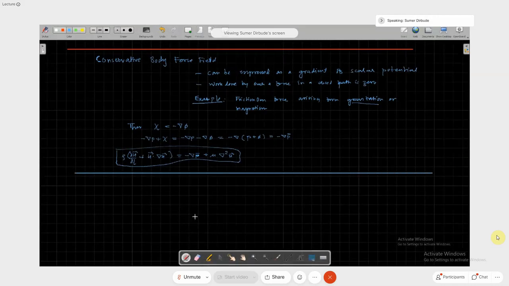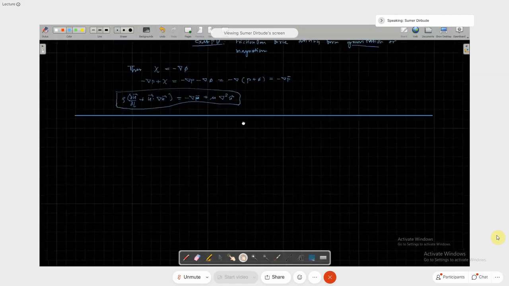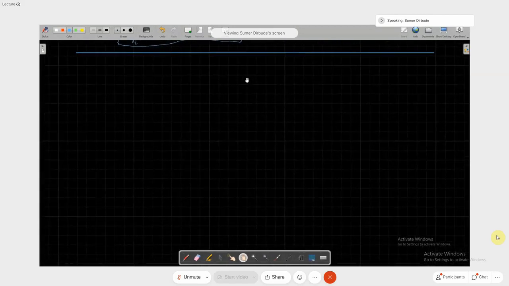Now after this, I would like to write all these equations again. Don't hesitate to write these equations. The more you write them, the more often you will remember them. Since this is online mode, don't think that you are just going to listen.